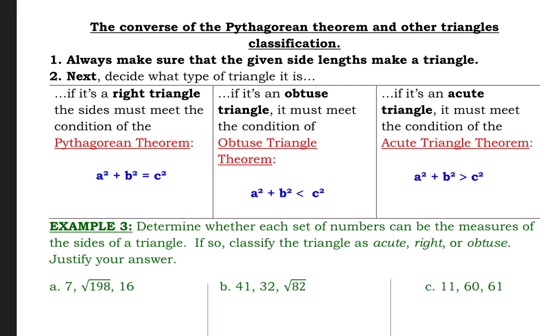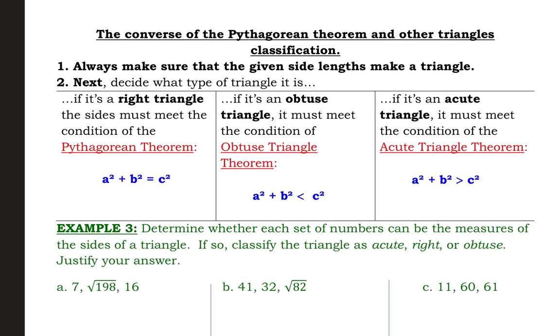All right, the last page. The converse of the Pythagorean theorem. The first thing you always want to check is, do we even have a triangle? Remember, that's where you take one side plus the second side, and it has to be greater than the third side. Has to be greater than. Remember we did it 3 times?